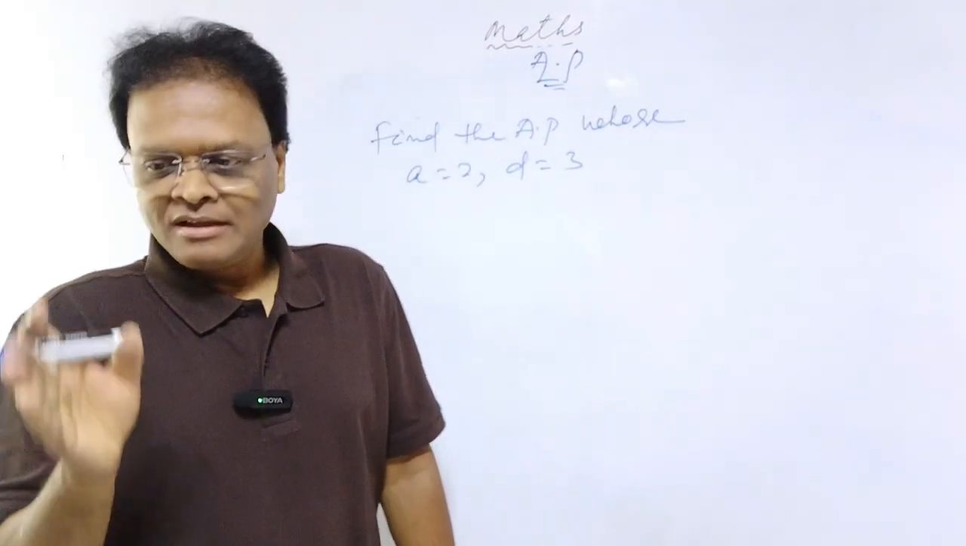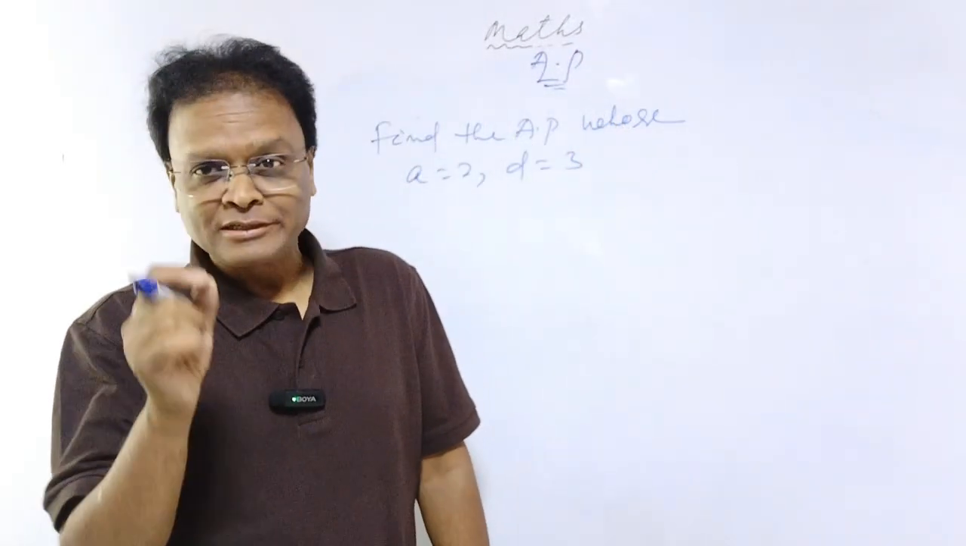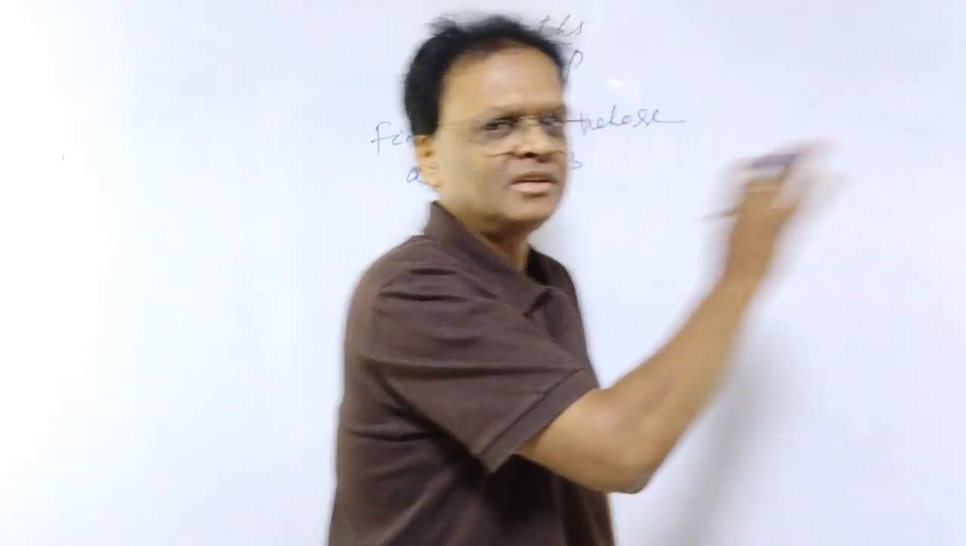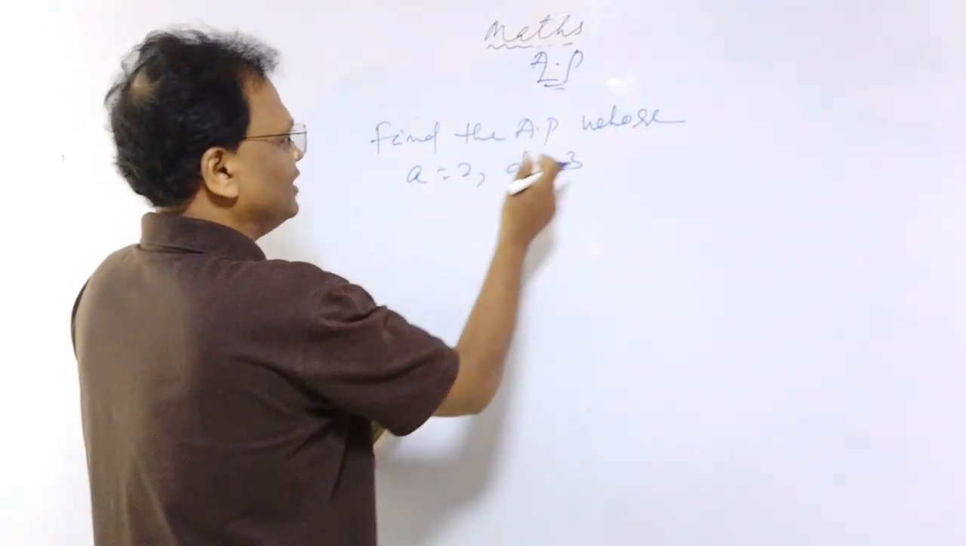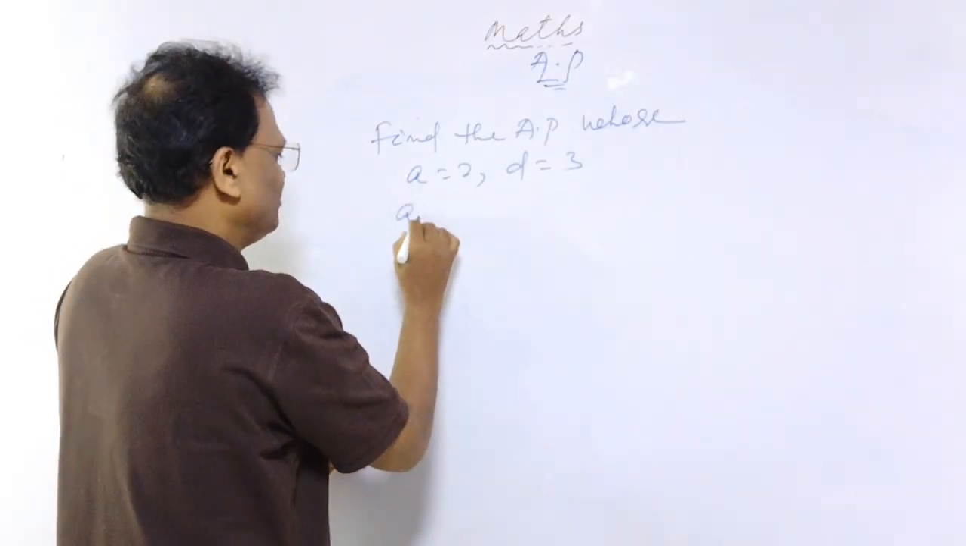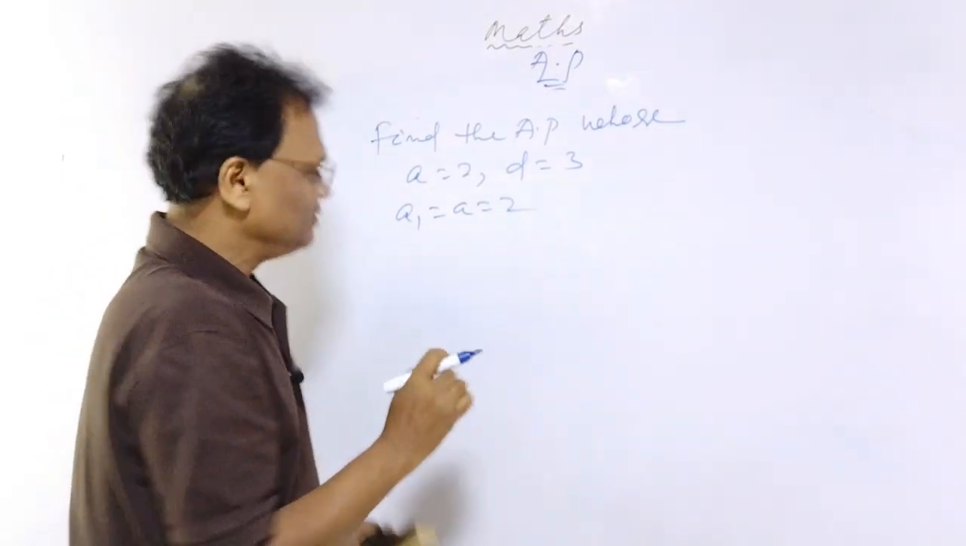Find the AP means what, right? First term, second term, third term, fourth term, fifth term. I told you the general terms: a, a plus d, a plus 2d, a plus 3d, that's all. Now find the AP whose first term is given. The first term is already given, which means my a1 is given, that is 2 only. a1 and a are both equal.